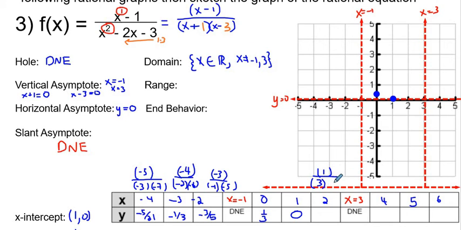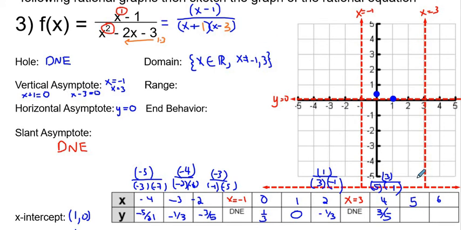Two in here would give you -1, so that'll be -1/3. Put a 4 in here, you would get 3. Put a 4 in here, you would get 5. Put a 4 in here, you would get 1, so that'll be +3/5. So I'm going above that asymptote now.